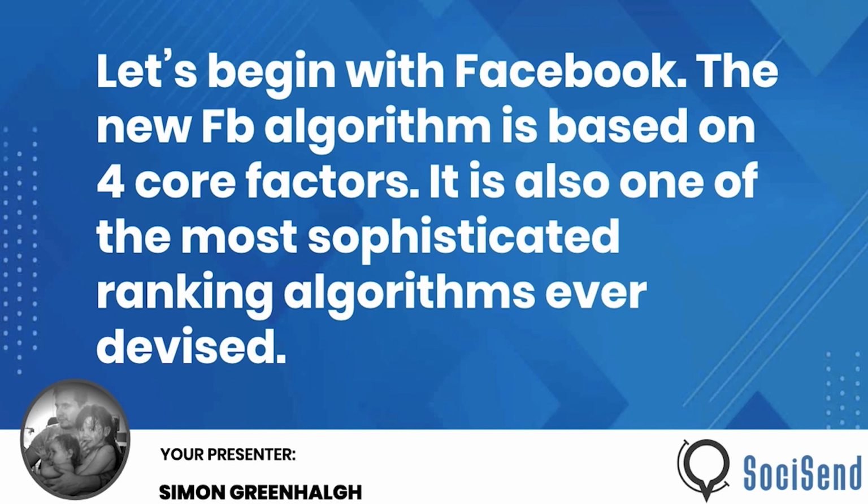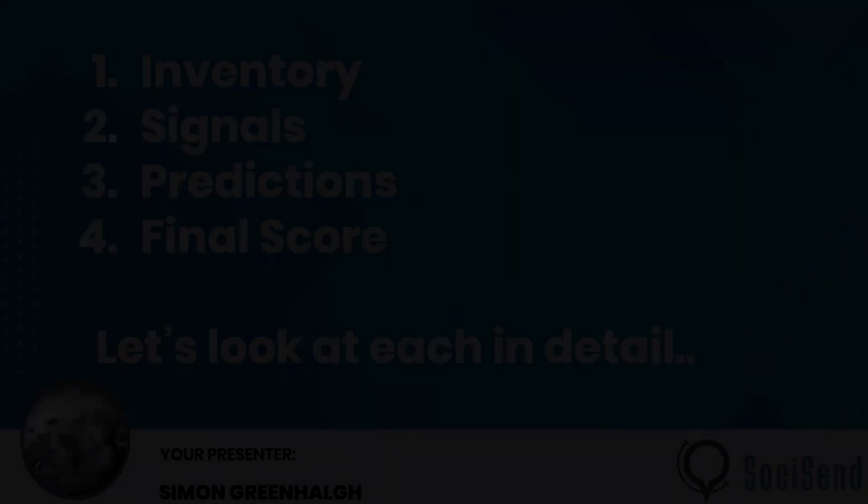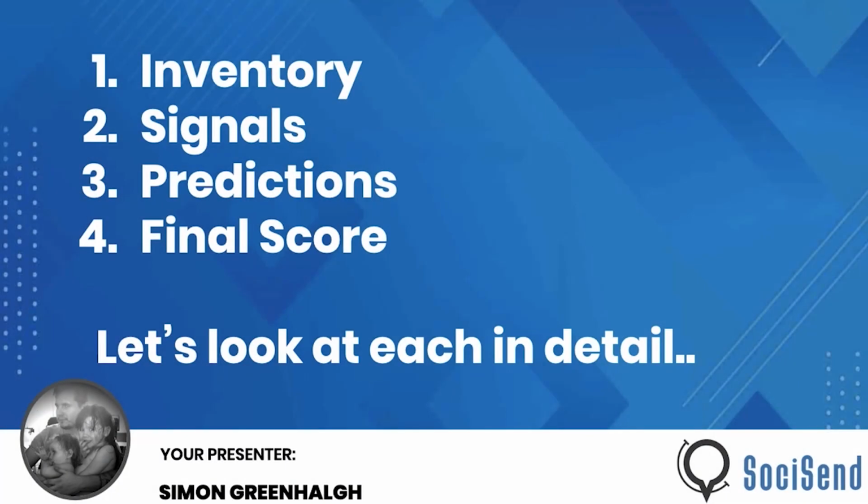Now, the new Facebook algorithm is based on 4 core factors. It's pretty widely regarded now as being one of the most sophisticated ranking algorithms that's ever been devised, because of machine learning and this kind of stuff. Obviously, Google are right up there as well, but Facebook have really come on with their algorithms over the last 12 months or so. So let's look at each in detail. We've got inventory, signals, predictions, and final score.